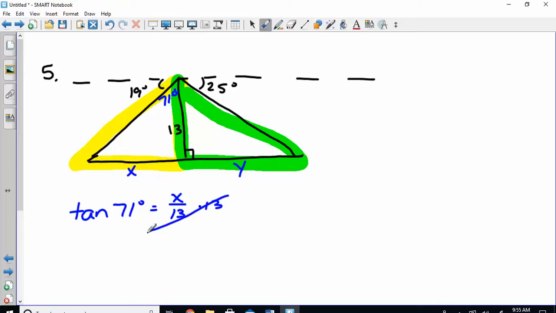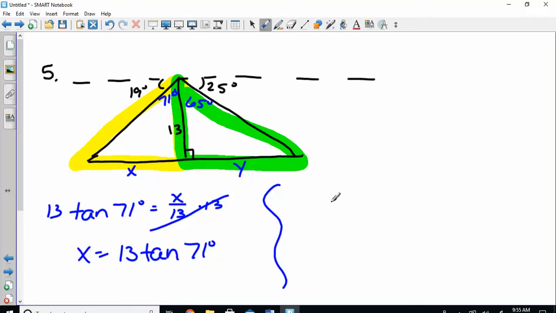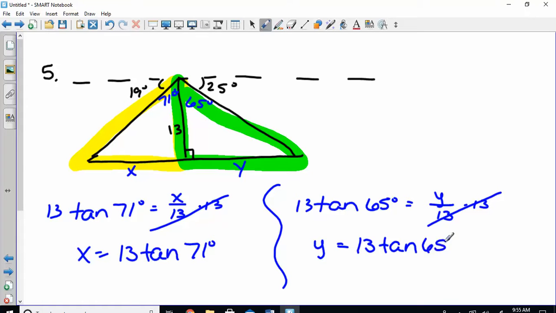So x is just 13 times the tangent of 71. You could certainly go ahead and plug that in if you wanted. I'm just going to wait a minute. In the other triangle, if you do 90 minus 25, you get 65. So the tangent of 65 degrees equals opposite, which is y, over adjacent, which is 13. So if you multiply that over, your y is 13 times the tangent of 65. Then to get your final answer, you just have to add those together.